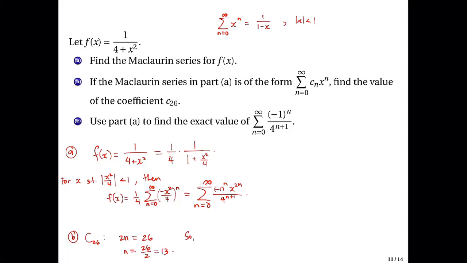So C sub 26 is equal to (-1)^13 over 4 raised to 13 plus 1. And this is just -1 over 4 raised to 14. So this is the coefficient C sub 26. Sorry, why did I write this? So it's 4 raised to 14. Yeah, so this is the correct version.